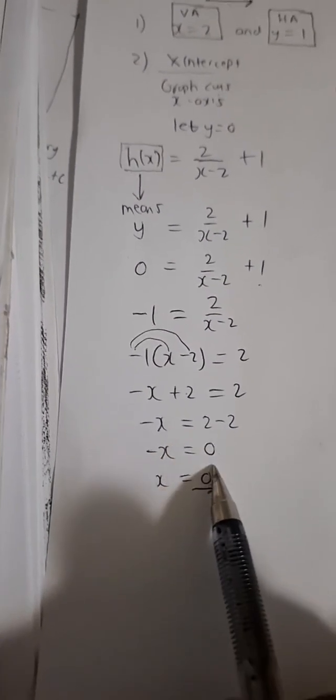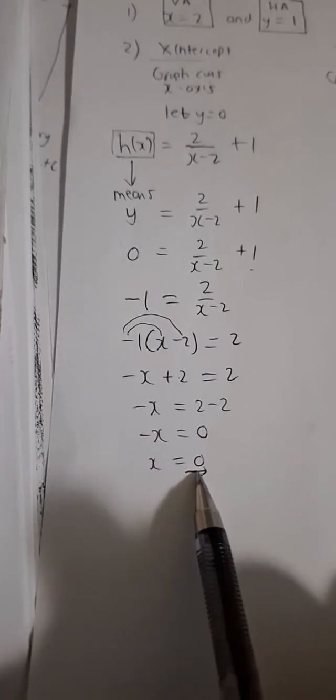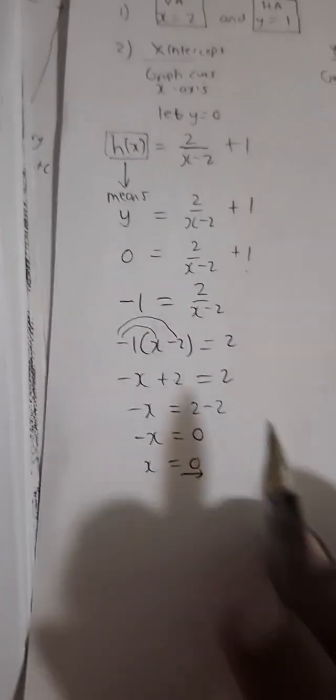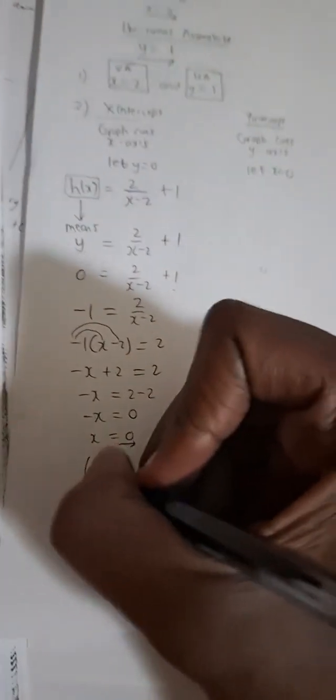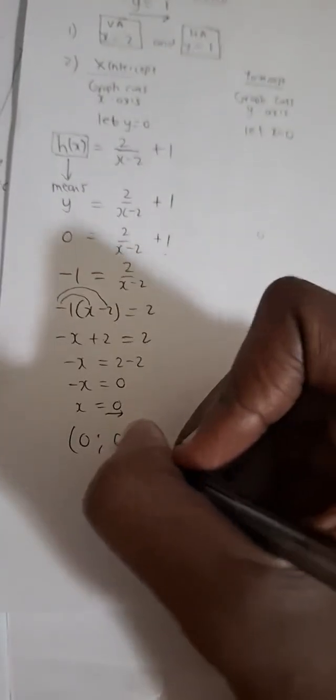if 0 is divided by a number, it just leaves 0. So x is equal to 0. This here, guys, is our x value when we let y be equal to 0.